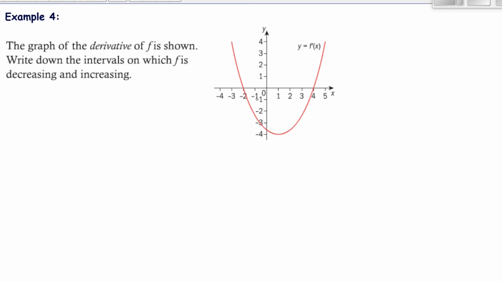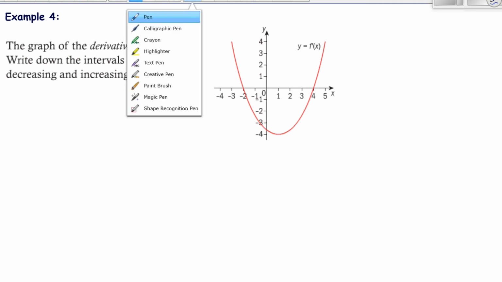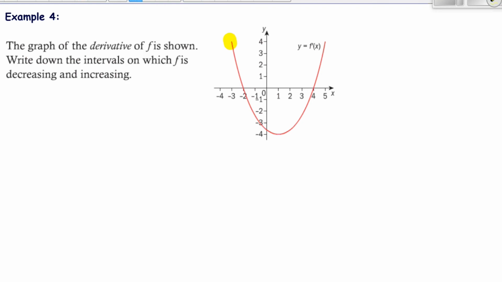Example 4, the graph of the derivative of f is shown. Write down the intervals on which f is increasing or decreasing. So just by looking at the graph, we can see that on this portion here, the first derivative is greater than 0. And on this portion here, we can see that the first derivative is less than 0.